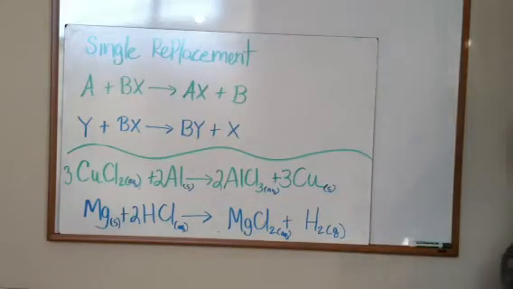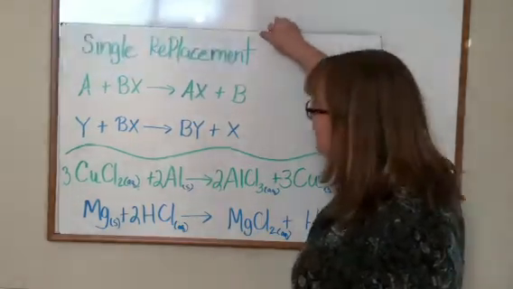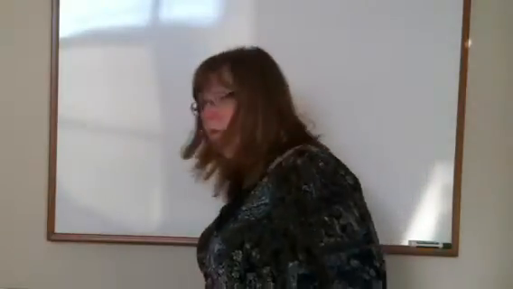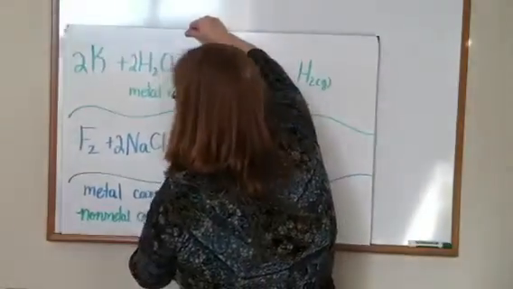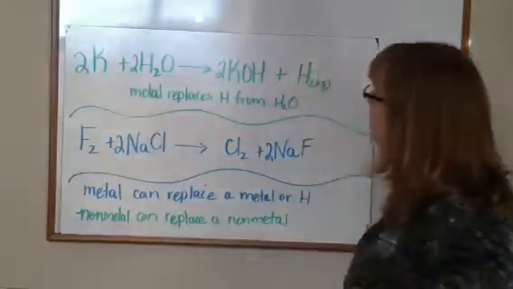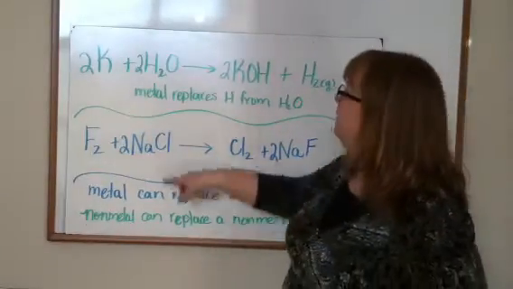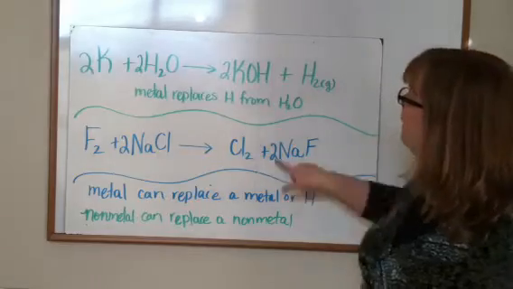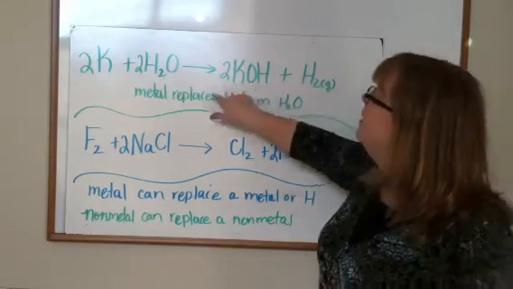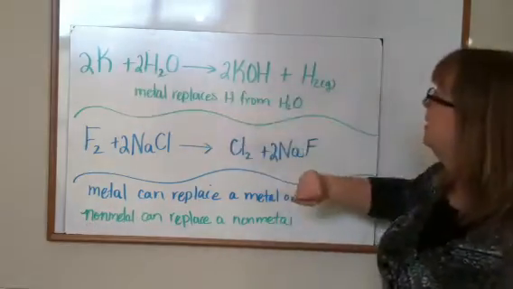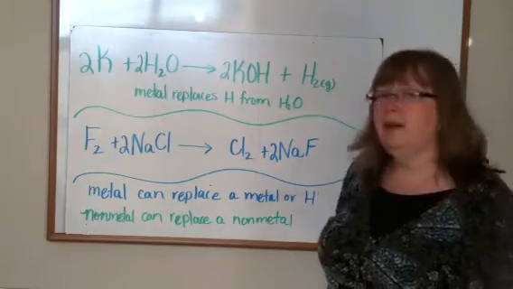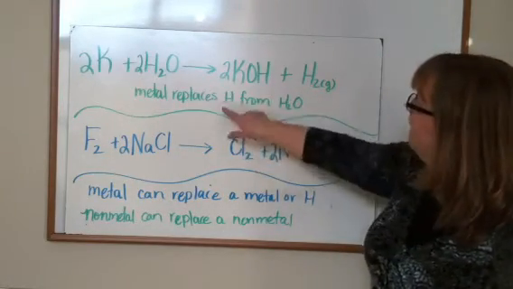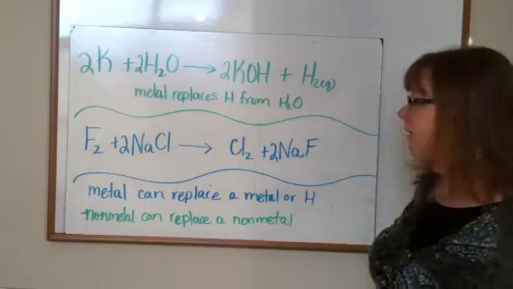We can also have a metal replacing a hydrogen from water. And that's what these alkali metals, they're fairly reactive metals, do. So we have an alkali metal, potassium, single, ready to mingle, comes in and it replaces one of the hydrogens in the water, leaving behind a hydroxide. So the potassium is now with the hydroxide and hydrogen gas is given off. So we have a metal replacing a hydrogen from water.